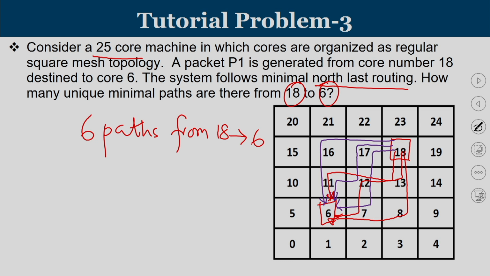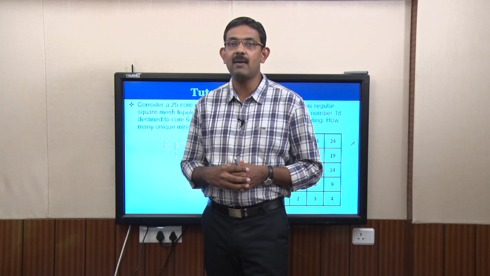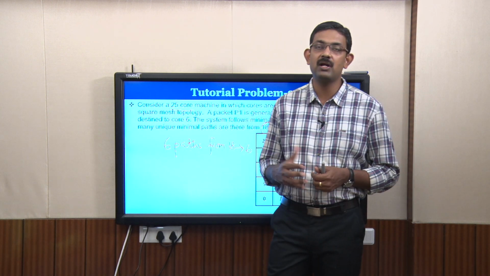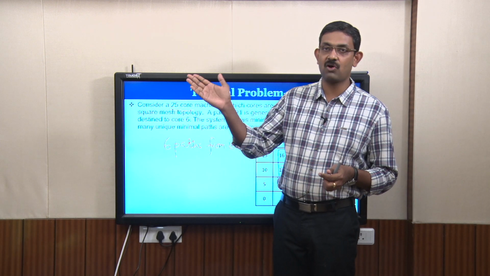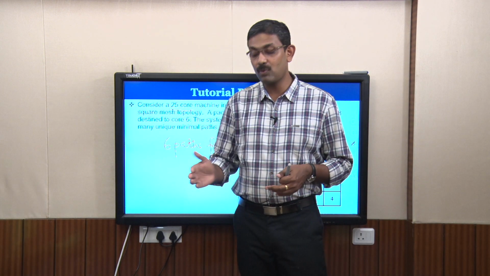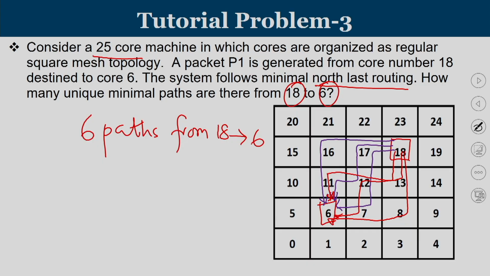Since there is no route restriction, there are many adaptive routes available and we could surely explore path diversity. 18, 17, 16, 11 and 6 is called XY routing, and then we have a perfect YX routing, 18, 13, 8, 7 and 6, that is the second one, and then we have a couple of zigzag routes. There are 4 zigzag routes which will take the packet from 18 to 6. So, the question is how many unique paths are there? We have 6 unique paths while travelling from router number 18 to router number 6.